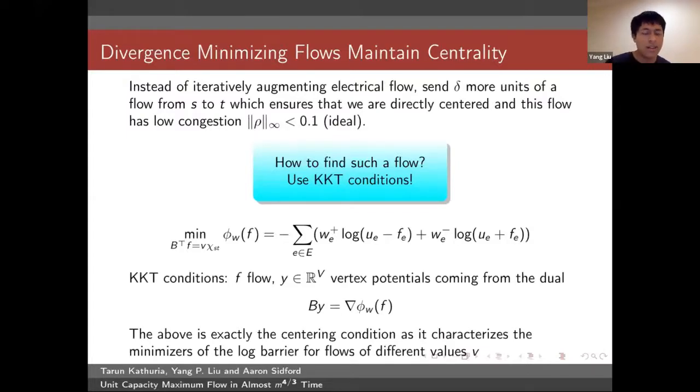So this condition exactly characterizes the central values, or the flows that are minimizers of this function. It's the flows f that exactly satisfy By equals the gradient of the potential function.